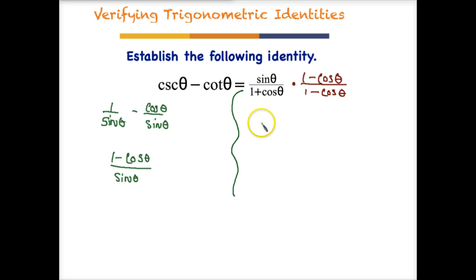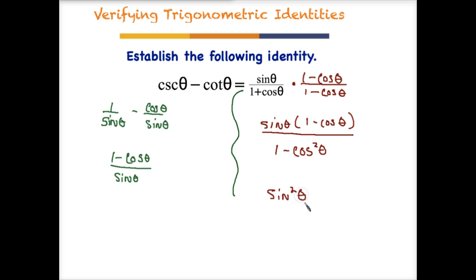Once we do this, we want to multiply. So our numerator will be sine theta times 1 minus cosine theta. And our denominator, because these are conjugates, I can use the shortcut. First term squared, so 1 times 1 is just 1, minus second term squared, cosine squared theta. Or if I'm more comfortable foiling these, I can do that as well. Now we just saw from the last problem that 1 minus cosine squared theta is the same thing as sine squared theta. So what I can do is replace this denominator with sine squared theta.